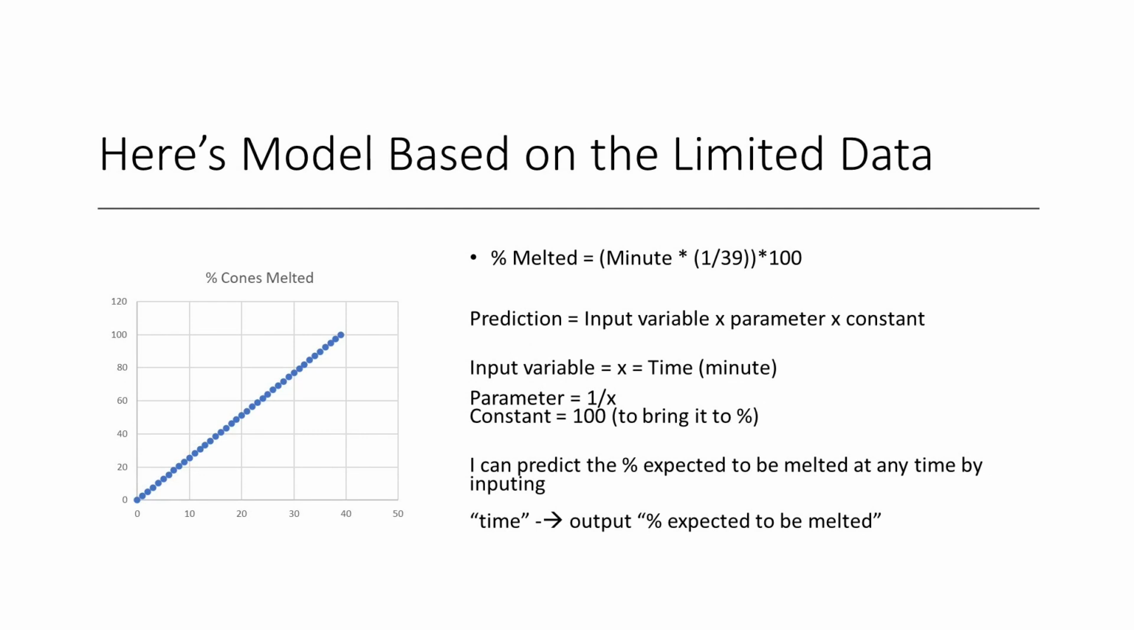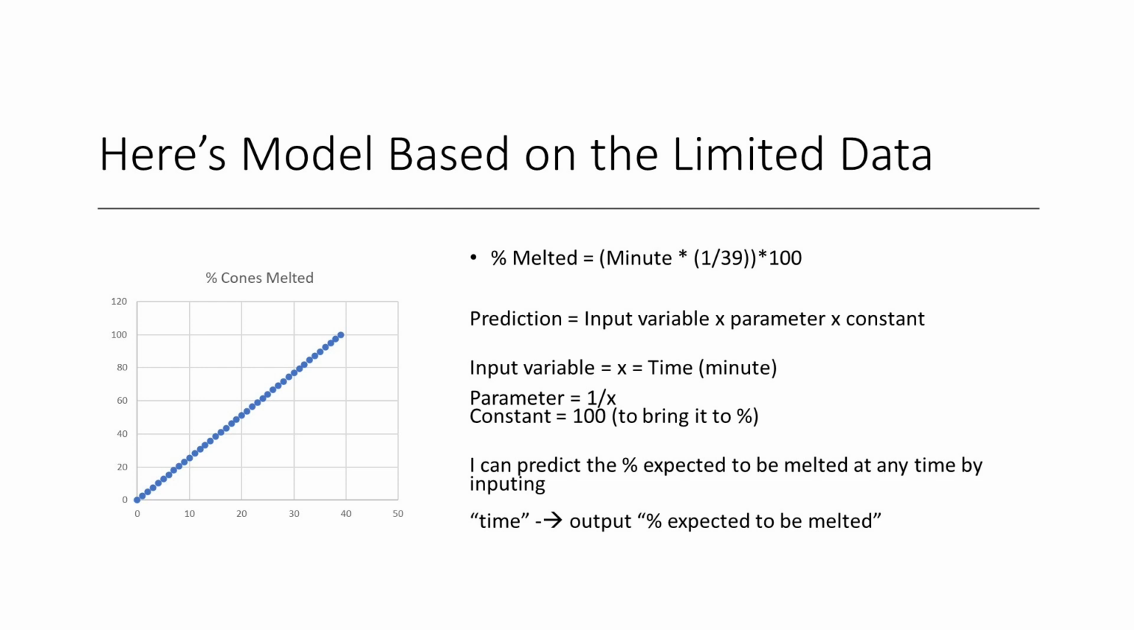Now, if I create a model, which is percent melted is equal to the minute that I'm interested in, times 1 over 39, because I know it takes 39 minutes, multiplied by 100, that model is a linear model, and it will perfectly predict minute by minute exactly, just from 2 data points. It's very straightforward. But there's a big assumption here. Okay. Well, first of all, before I get to the assumption, the input, what I call an input variable, is x. That's the x-axis, and that's time.